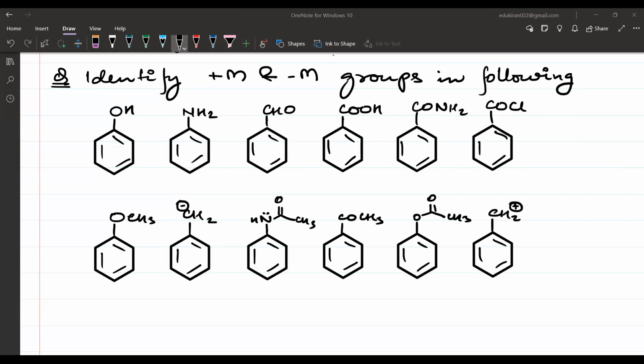Oh, Devangi is not in the class. Okay, so those guys, Devangi you have messaged, all of those are correct, whatever you have done. Try to write the complete structure of CHO, COOH, CONH2, COCl, COCH3. If you write the complete structure, then you're going to understand whether it is going to be plus M or minus M.